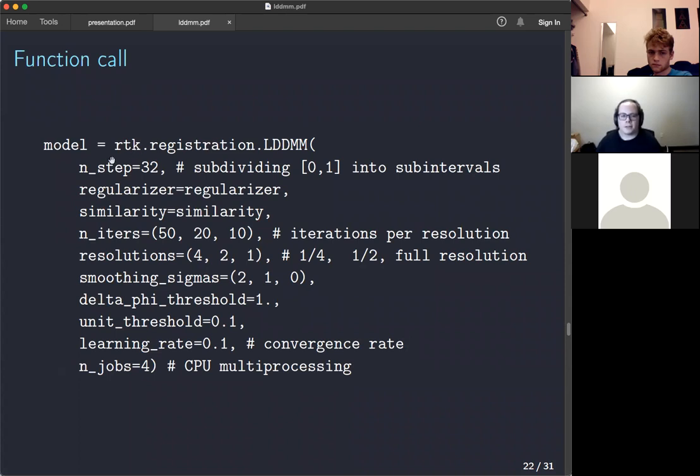So the function call in Python is rtk.registration.LDDMM, which is our class. So the number of steps is the number of subintervals of 0, 1 in our path of diffeomorphisms. We pass in a regularizer and a similarity, meaning distance measure. And then pass in the number of iterations at each resolution, the scaling factors for the resolution, some regularizing smoothing values. What else? Not sure what this does. This basically tells you how close you have to get to the image to be done. This tells you how fast you get there. Then you can do CPU multiprocessing as well if you're into parallel computing.